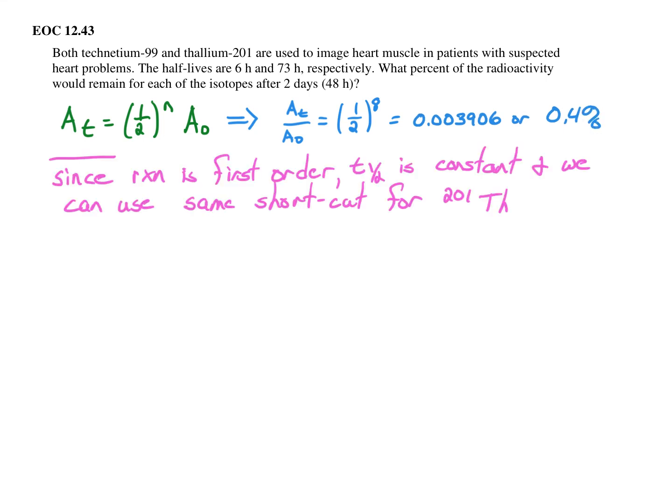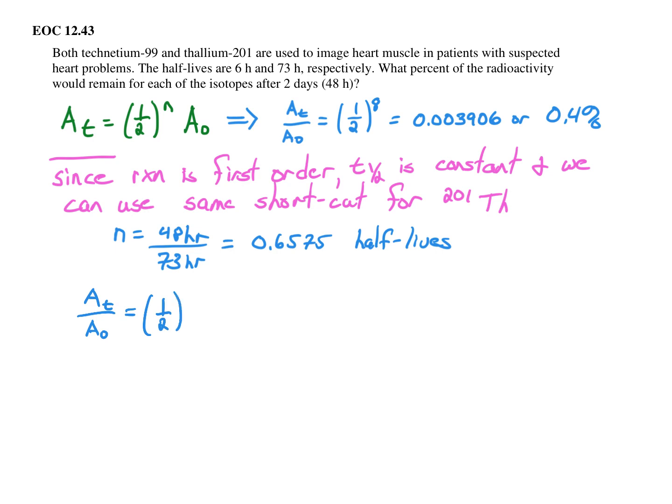Now let's look at the second part of the problem. We want to do the same type of thing for thallium-201. A quick calculation tells us how many half-lives have elapsed for thallium-201, and we can do the same calculation. A of t to A0 is going to equal 1/2 raised to the number of half-lives, and we can get our fraction left. The numerical result is 0.63398. And now using 2 sig figs, converting to percent by multiplying by 100%, this comes out to about 63%.